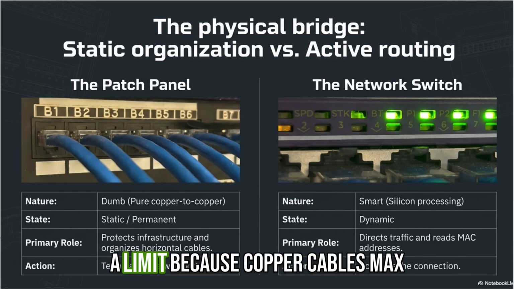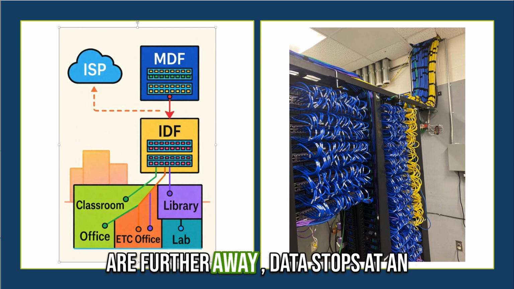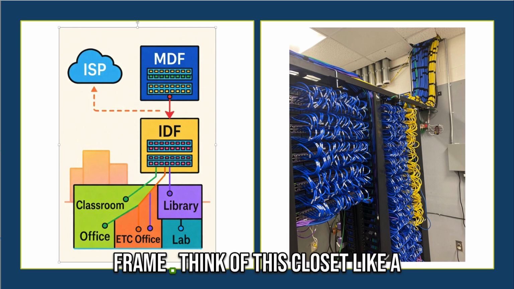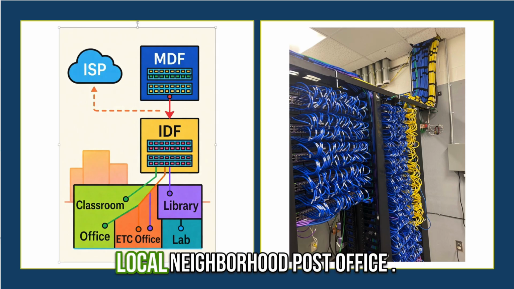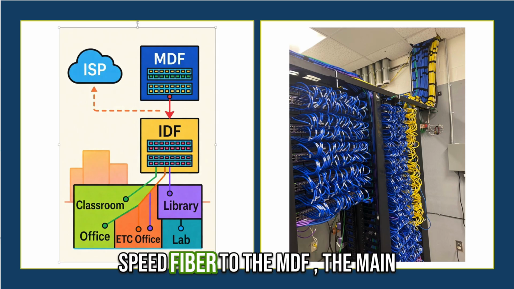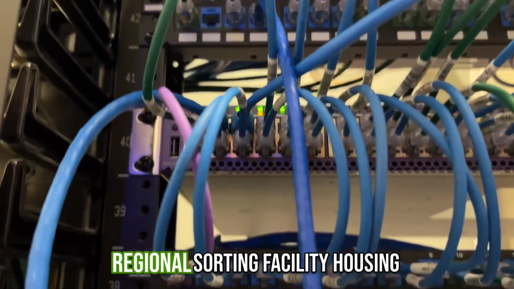Finally, we hit a limit, because copper cables max out at 100 meters. If servers are further away, data stops at an IDF, or intermediate distribution frame. Think of this closet like a local neighborhood post office. From there, it jumps onto high-speed fiber to the MDF, the main distribution frame, which is the regional sorting facility housing your internet gateway.